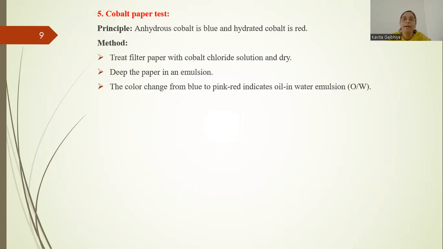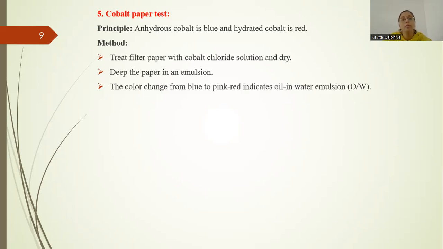And the fifth type of identification test is the cobalt paper test. Now, anhydrous cobalt is blue and hydrated cobalt is red. Anhydrous, suppose, is oil soluble, and hydrated means when the cobalt paper comes in contact with water. So that is nothing but hydrated. So what is the method? How to identify the type of emulsion?